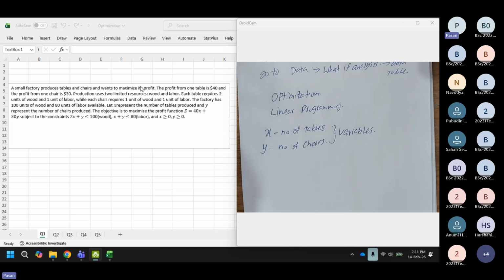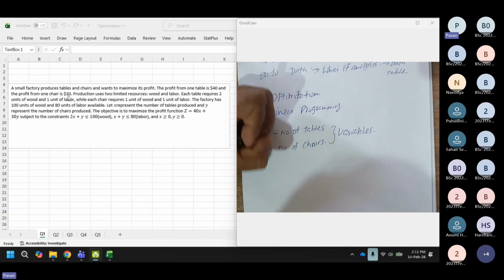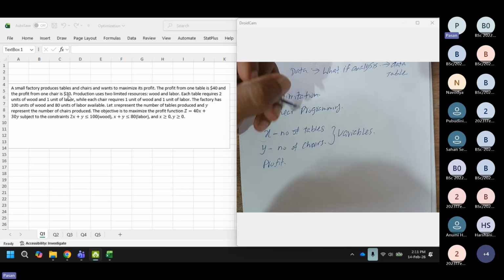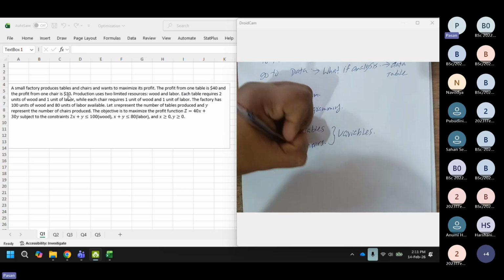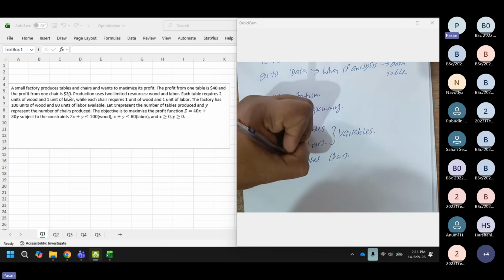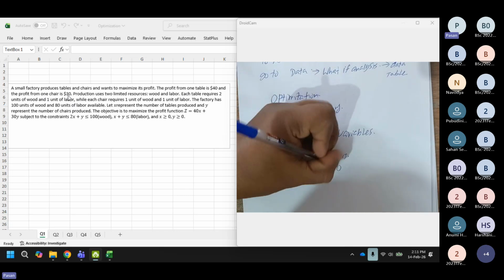Then, in terms of those two variables, we can identify the profit from one table. Once you produce a table and sell it, you get $40 as a profit. And the profit from selling a chair is 30. So we can identify the profits from tables and chairs, which are going to be 40 and 30.